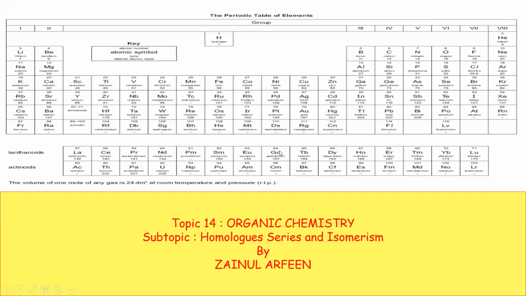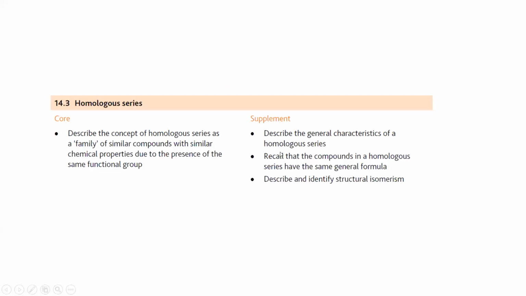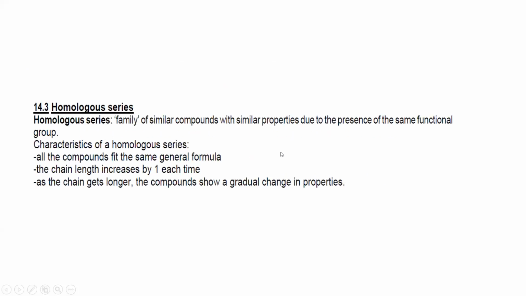Then homologous series and isomerism. What is the concept of a homologous series? A family of organic compounds is called a homologous series, and it has the following characteristics. When we talk about alkane, alkane is one of the homologous series, like one of the families.